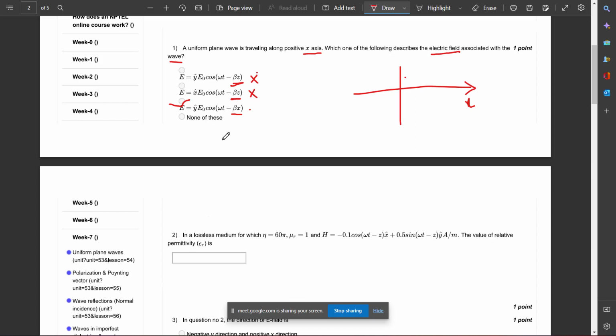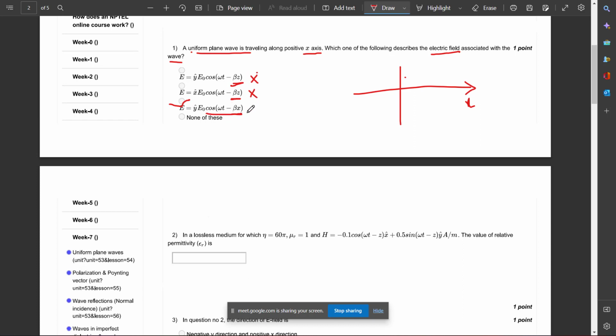Madam, here beta is in x direction, but before that there is a y vector. Yes, electric field is in y direction, but you have to see that a uniform plane wave is traveling along x axis. So if the plane wave is traveling along x, then the wave will be propagating in x direction. So here its propagation is in x direction.